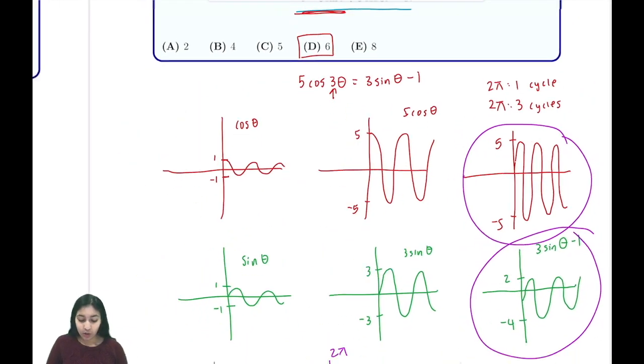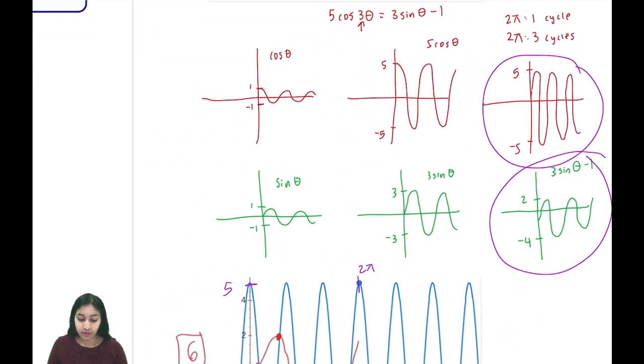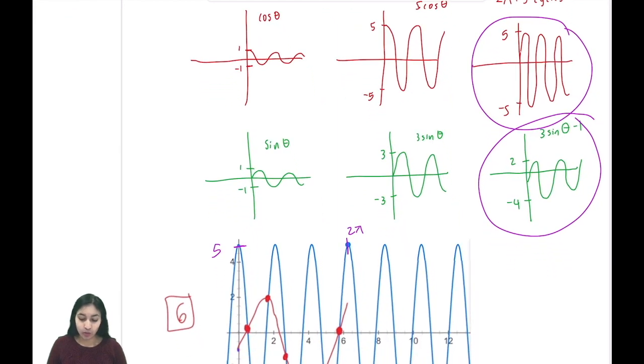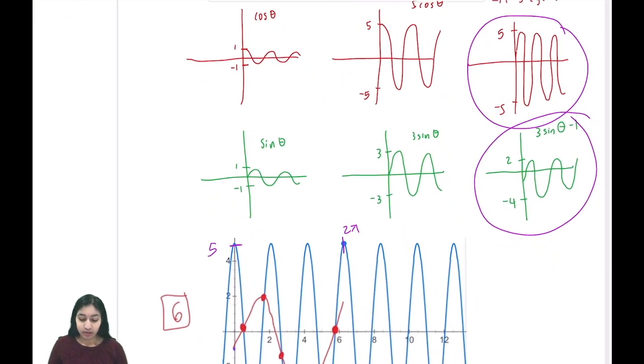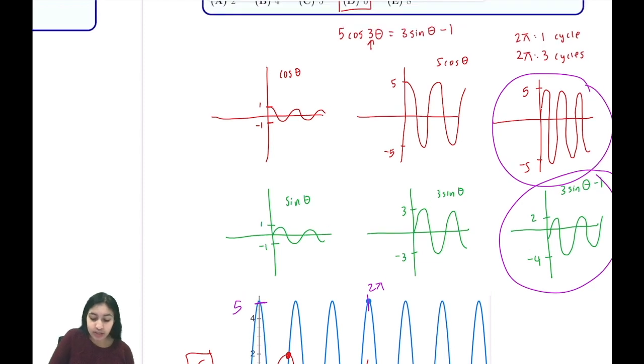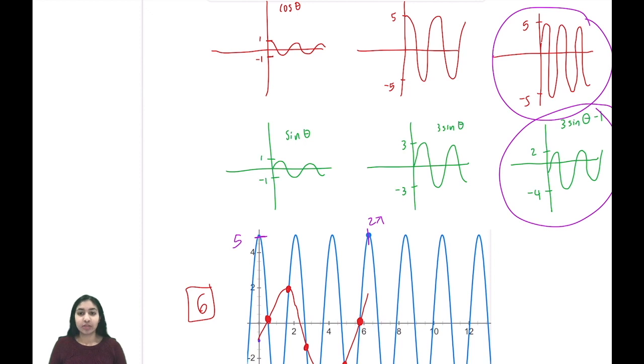So basically in this case, all we did was look at the graphs of 5 cosine 3 theta and 3 sine theta minus 1. Based on the initial coefficient is how much you expand it upwards, and this coefficient is how much you squish it on the x-axis. So based on that, we just graphed it and we counted the number of points of intersection and found that our answer was 6.